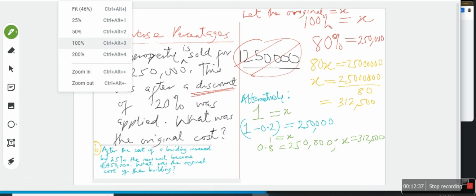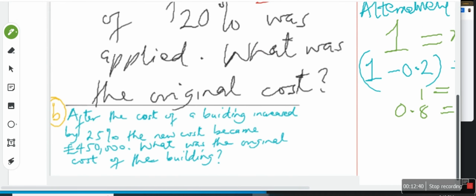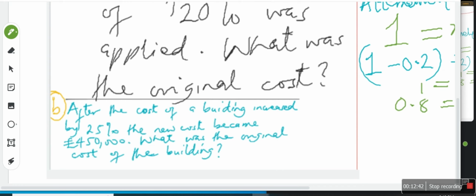I will zoom it in. It says after the cost of a building increased by 25%, the new cost became 450,000. What was the original cost?